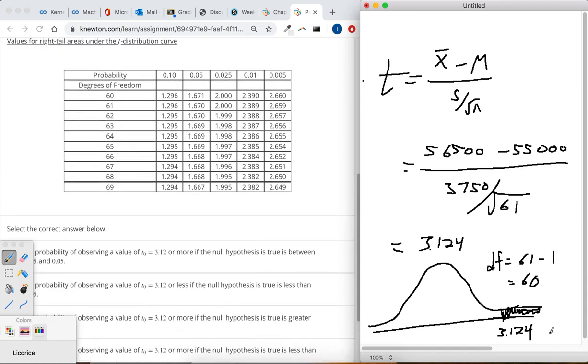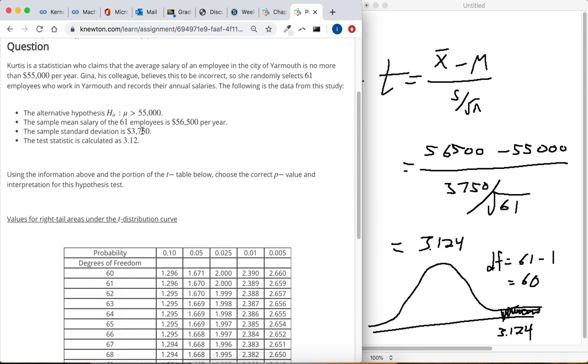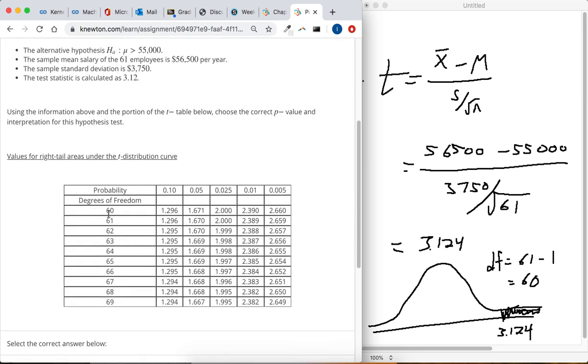So we can use a table to estimate that p-value. Here's degrees of freedom of 60. Just check that sample size again. Yep, 61 for sample size. That means 60 for degrees of freedom for one sample, for a mean.